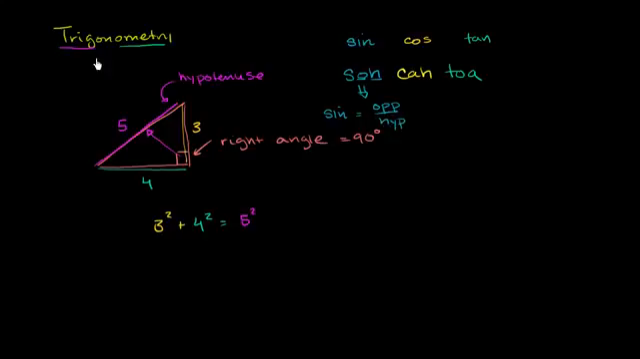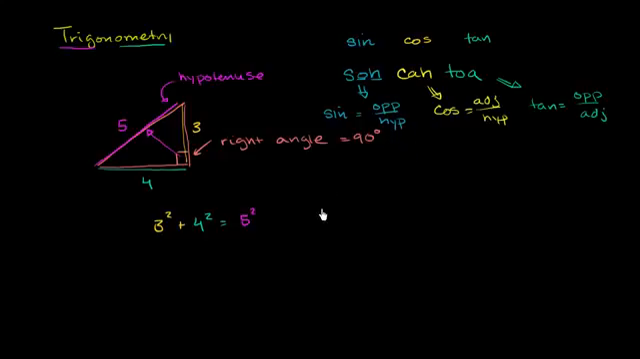And this won't make a lot of sense just yet. I'll do it in a little bit more detail in a second. And then cosine is equal to adjacent over hypotenuse. And then finally you have tangent. Tangent is equal to opposite over adjacent. So you're probably saying, hey, Sal, what is all this opposite, hypotenuse, adjacent?